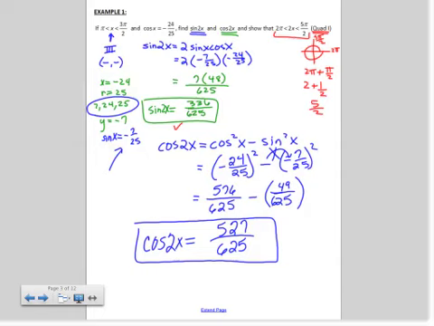All right, notice our cosine of the double angle is positive. So we have sine positive, cosine positive. The only way that can happen is if sine of 2x is positive and cosine of 2x is positive. Therefore, 2x is in quadrant 1.